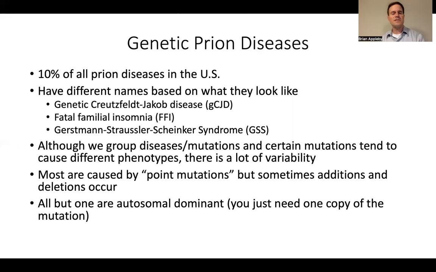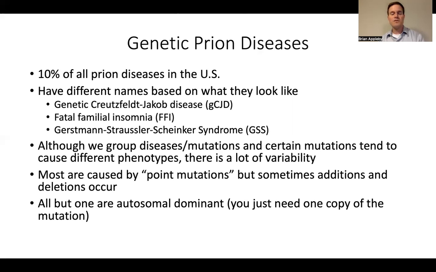What's important to know is that all genetic prion diseases are due to an autosomal dominant mutation, with one exception. So autosomal dominant means that it's inherited on one of the non-sex chromosomes, and dominant means that you only need one copy in order to potentially develop the disease. This is in contrast to autosomal recessive, where you would need two copies.